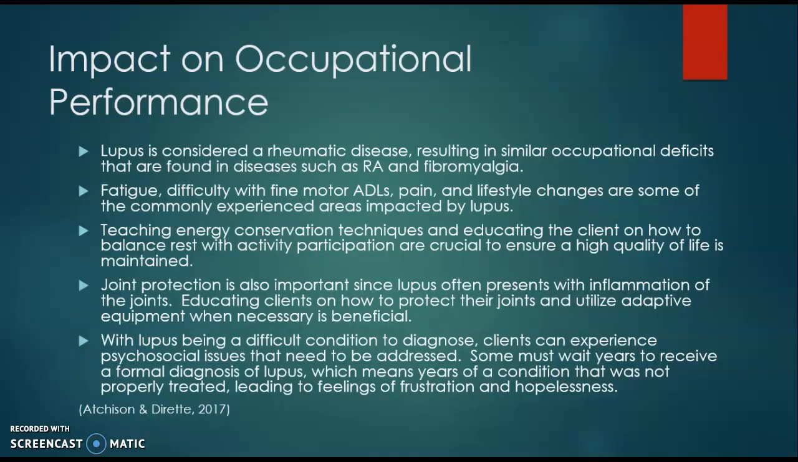I wanted to touch briefly on the impact that lupus could have on occupational performance. It's considered a rheumatic disease, so it presents with similar deficits that are found in diseases such as RA and fibromyalgia. These could be fatigue, difficulty with fine motor ADLs, pain, and lifestyle changes. It's important to teach our clients energy conservation techniques, educating them on how to balance rest with activity participation, joint protection, educating them how to protect their joints and utilize adaptive equipment, and taking into consideration social factors that could occur because lupus is a difficult condition to diagnose, so they often wait years for a formal diagnosis.